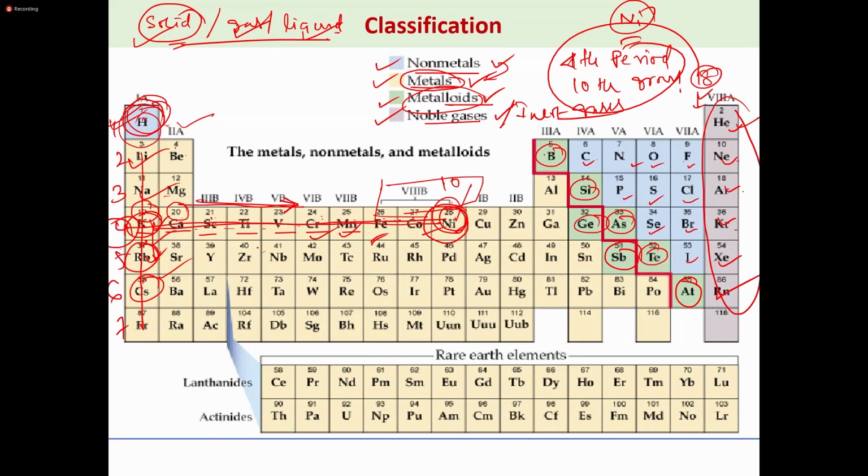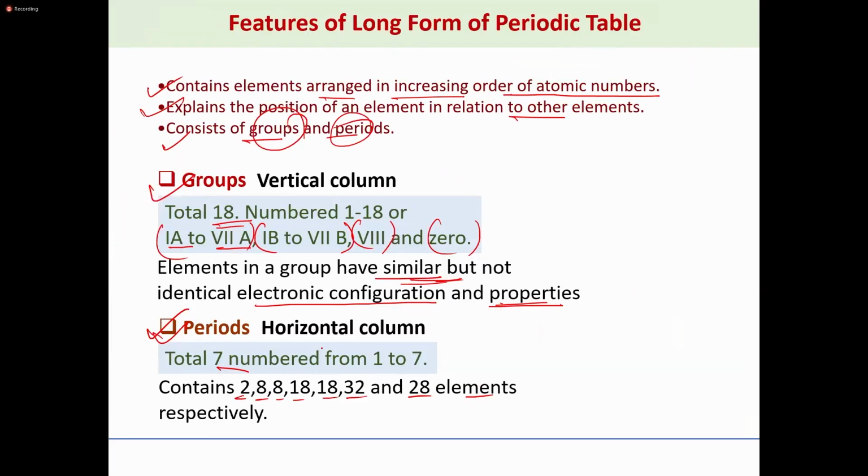And the 5th also contains 18 elements. But the 6th contains 32 elements, because the lanthanum is inserted. That's why it is like that. 2, 8, 8, 18, 18, 32, and 28. So whatever elements we can find out, this is the number of elements present in the modern periodic table.